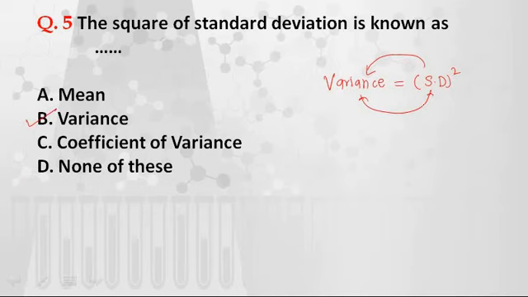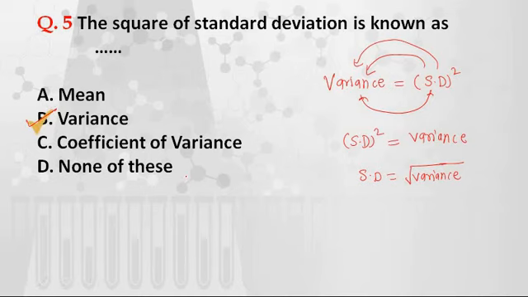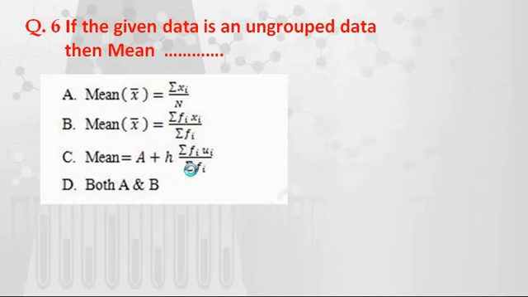Vice versa, if we write down this relation like this, standard deviation can be written as root of variance. So vice versa, standard deviation is root of variance. Here the square of standard deviation is known as variance. So option B is the correct answer. Let us proceed for question number 6.